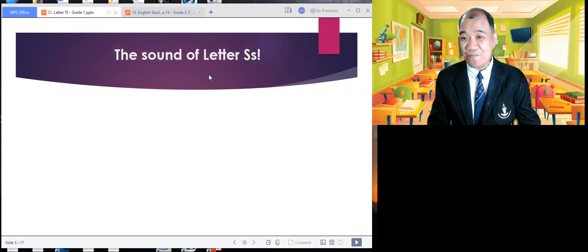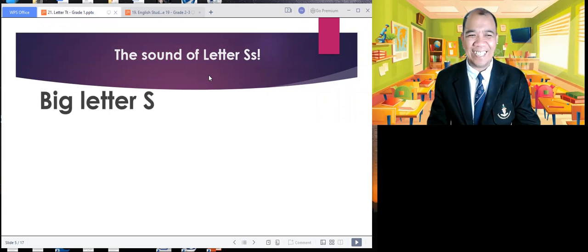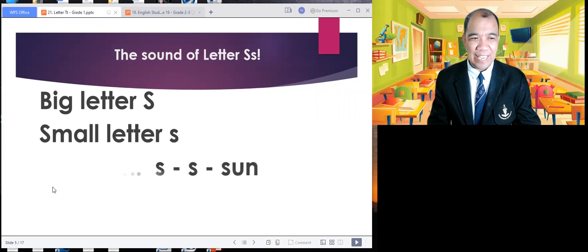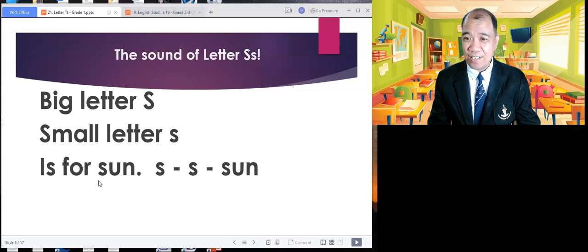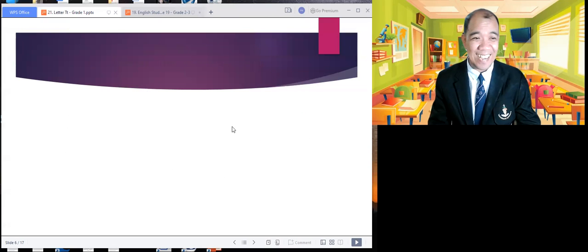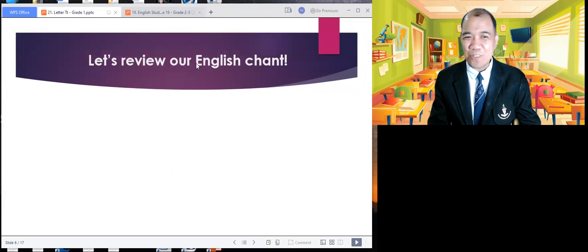The sound of letter S. Okay, big letter S, small letter S is for sun. Sun. Okay, so this is a sun. Okay, let's review our English chant.